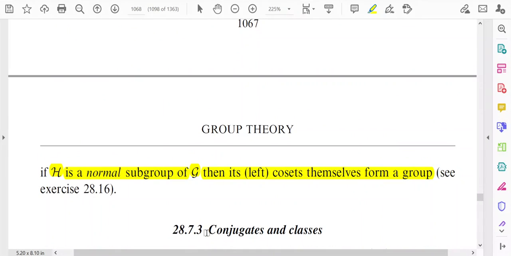Now one important property: if capital H is a normal subgroup of capital G, and we have already defined what a normal subgroup is, then its left cosets, if you calculate the left cosets of capital H, will themselves form a group, consisting of all those left cosets. That is one property for the capital H.